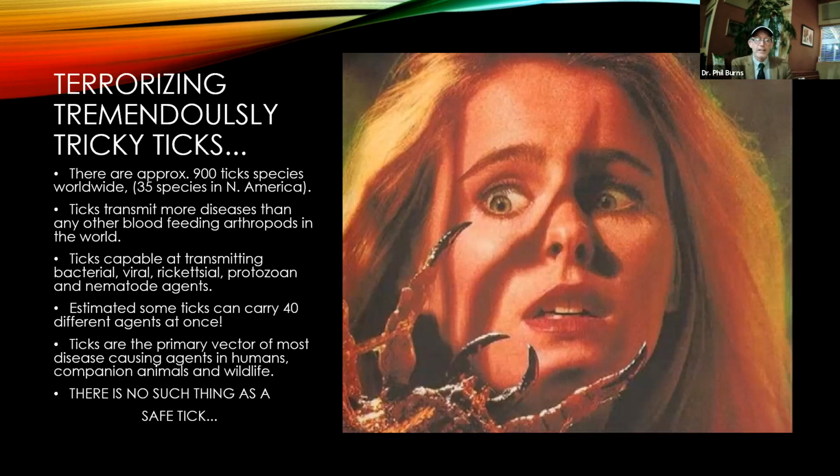Ticks transmit more diseases than any other blood-feeding arthropod in the world. They can transmit bacterial, viral, rickettsial, protozoan, and nematode agents, basically any infectious agent ticks can pick up and give to some unfortunate individual or horse. It's estimated that one tick alone could have 40 different pathogens. So that's amazing and scary. Ticks are the primary vector of most disease-causing agents in humans, companion animals, and wildlife. No other vector is capable of passing on as many different diseases. So basically, there's really no such thing as a safe tick.